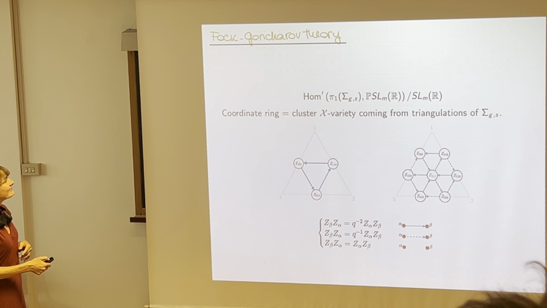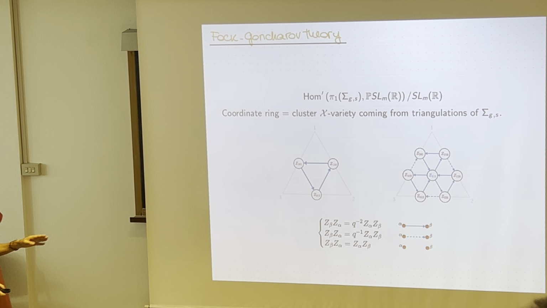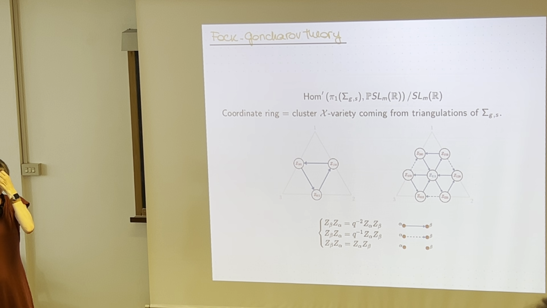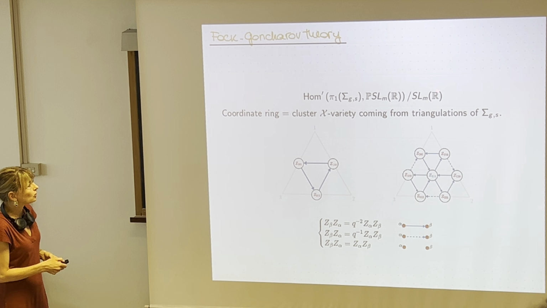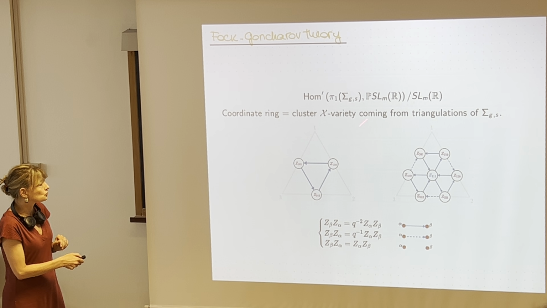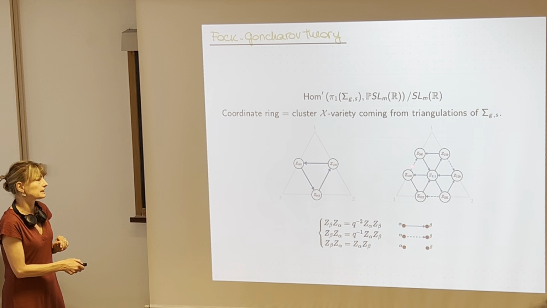So what do you do? You take representations of the fundamental group into generally PSLM, and then you quotient. You divide your Riemann surface into triangles, and then you associate a quiver to each triangle, and the quiver you associate depends on the rank of the group in which you are working. So in the case when M is 2, the quiver is just another triangle. In the case of M equal to 3, you have a hexagon.